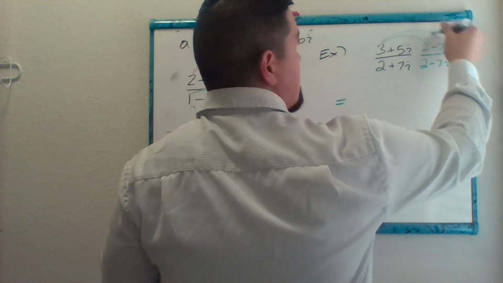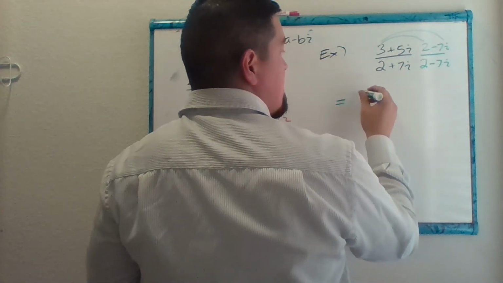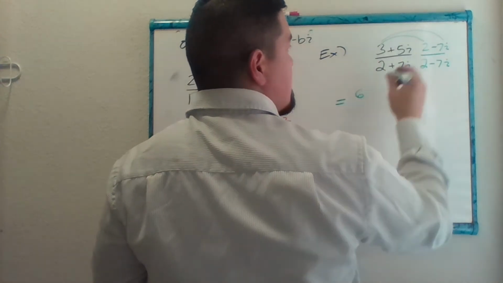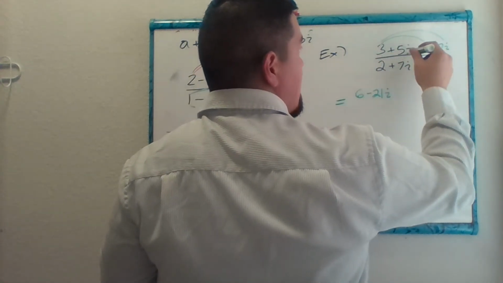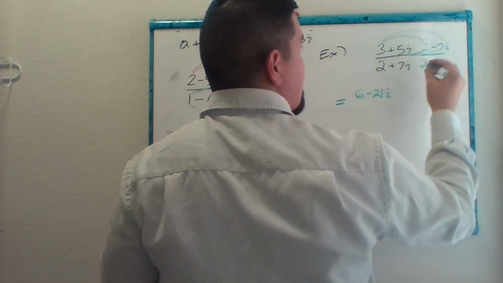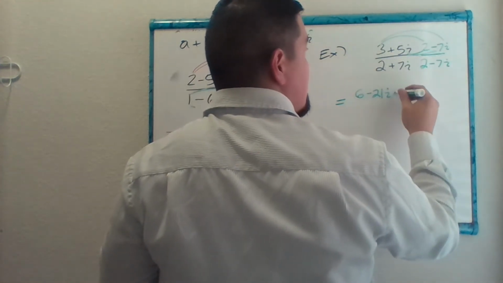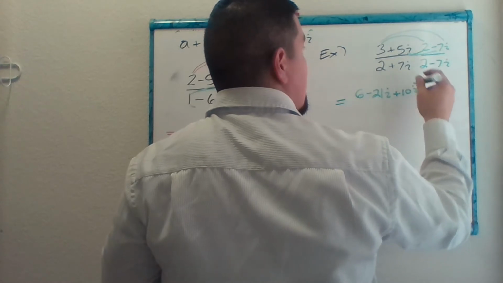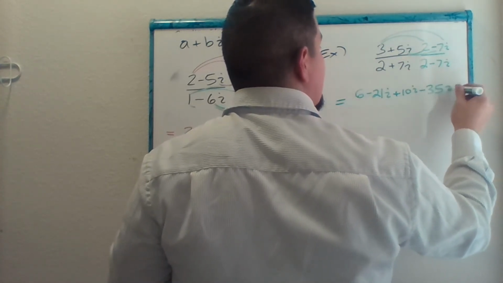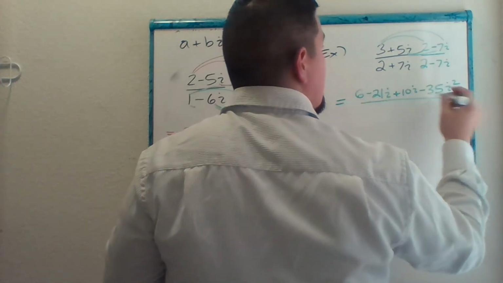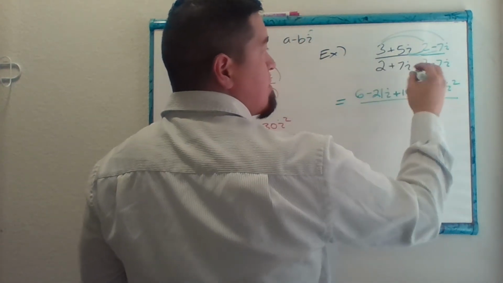3 times 2, 3 times -7i. 3 times 2 is 6. 3 times -7i, that's going to give me -21i. And then I'm going to do 5 times 2, 5 times -7i. 5i times 2, that's positive 10i. 5i times -7i, that's -35i squared, over, and then I'm going to distribute the bottom as well.